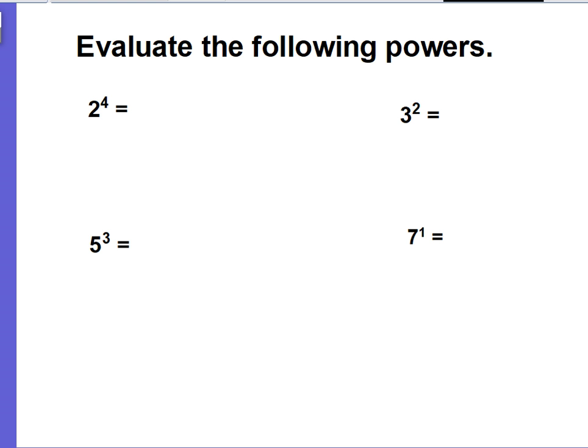So now let's evaluate the following powers. And to evaluate the following powers basically just means to understand what the power represents, write it out the way that it's supposed to be represented, and then actually do the math. Okay? So 2 to the 4th. 2 to the 4th means that 2 is being used as a factor 4 times. So that's 2, 2, 2, 2. 1, 2, 3, 4 times.